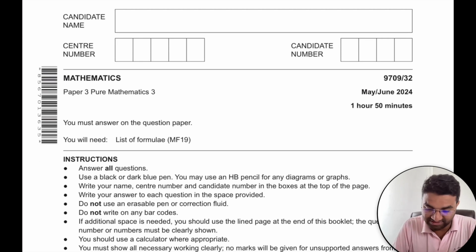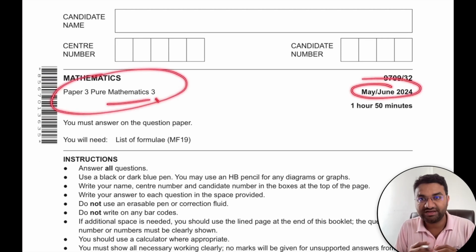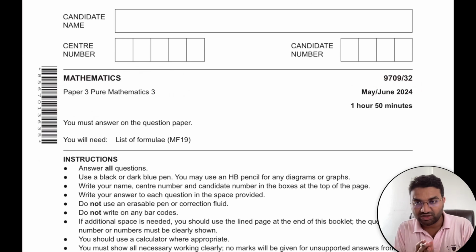So today we have to discuss one of the questions from Paper 3, May/June 2024. It's a vector question, and we will discuss the question along with the basic topics, how to solve it, and related concepts as well.